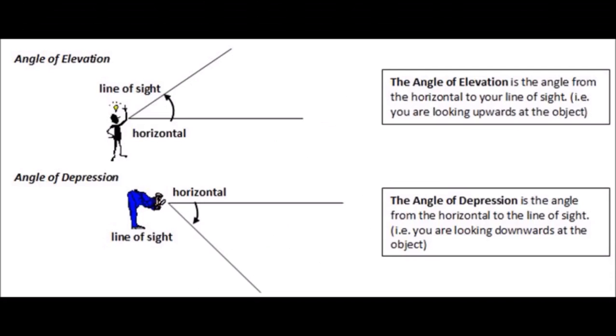Now we're going to talk about angle of elevation and angle of depression. An angle of elevation is an angle from the horizontal to the line of sight. So you're looking upwards, for example, looking at a building. The angle of depression is the angle from the horizontal to the line of sight. So for example, you're looking downwards. The angle from your line of sight to the building you're looking at below you is your angle of depression. And same as angle of elevation.